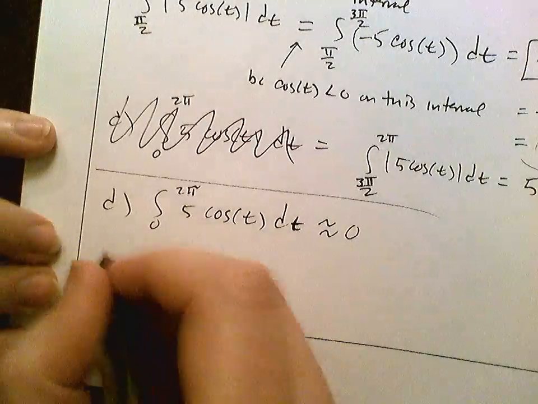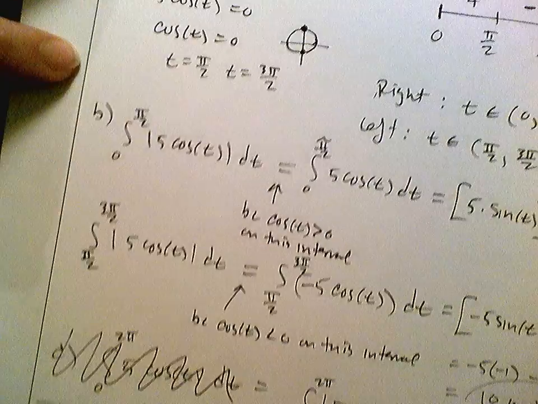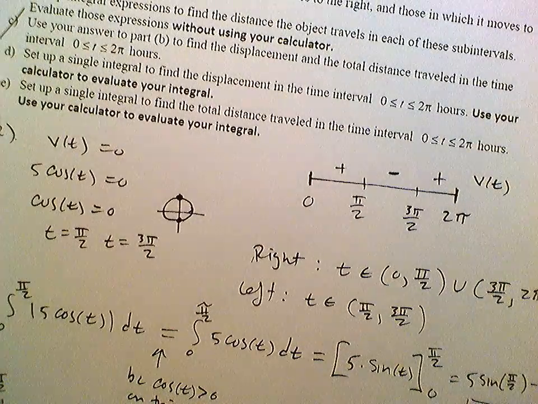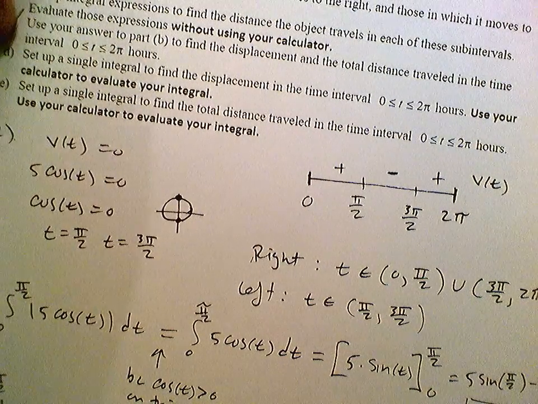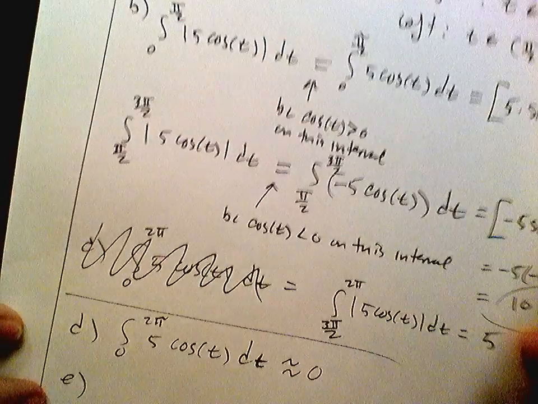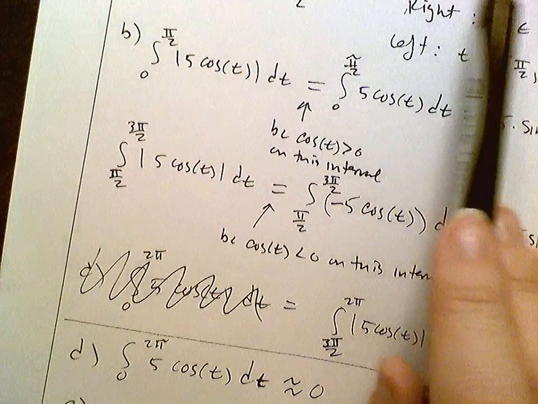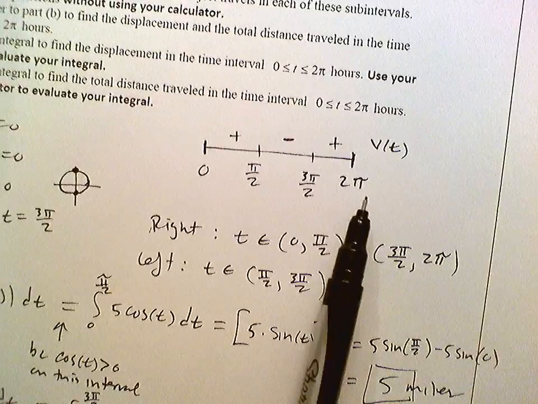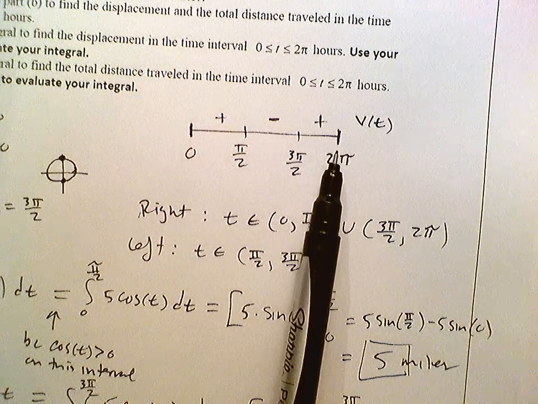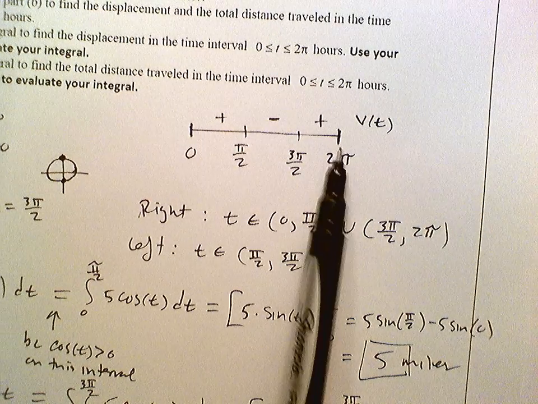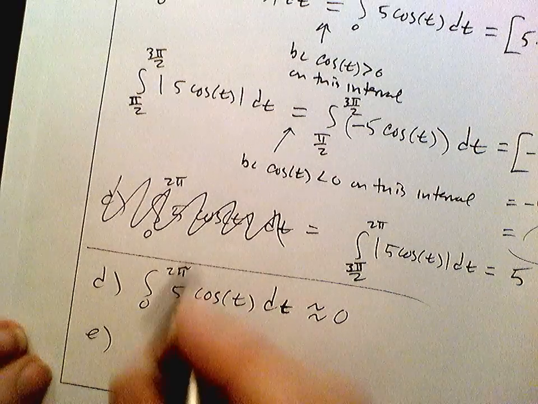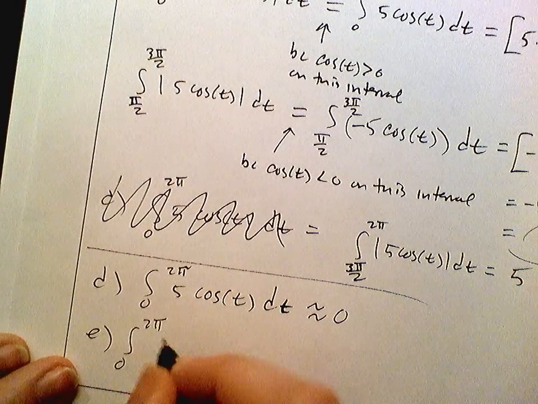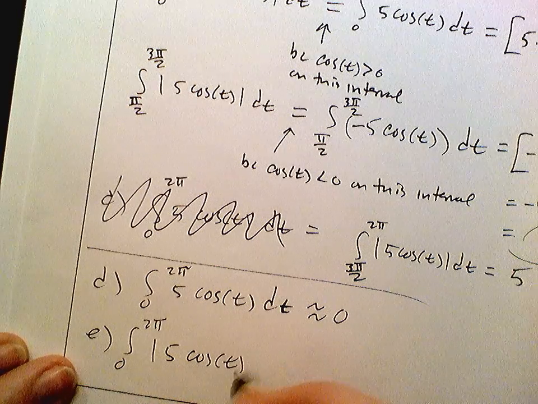So that's D. All right, and now E, set up a single integral to find the total distance traveled within that time interval. Now let's think about this, guys, what it should be anyway. If we go right 5, left 10, and then right 5 miles, that should be 20 miles total. All right, so let's see if our calculator will give that to us. So I want to go 0 to 2 pi, 5 cosine of t dt, but the absolute value of it.